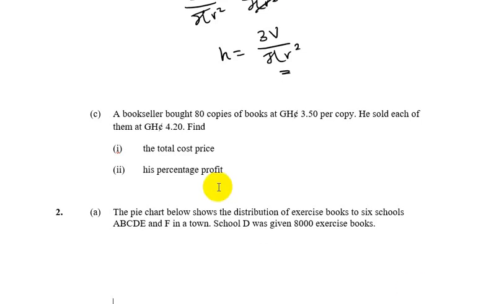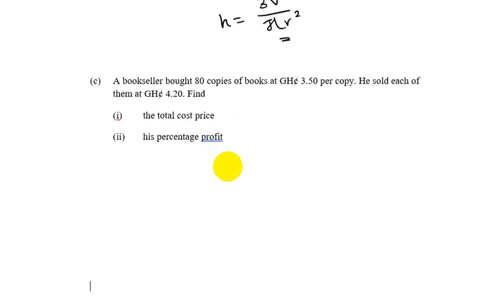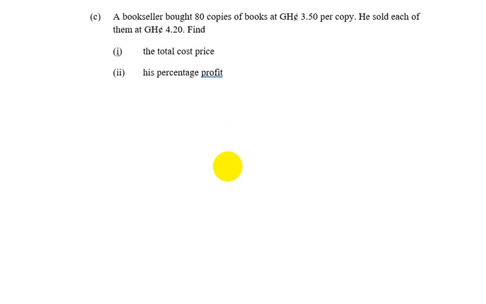Now let's go to C. Let's create ourselves a space for C. It says that a bookseller bought 80 copies of books at 3.5 per copy. He sold each of them at 4.2 Ghana cedi. Find the total cost price and his percentage profit. Now this one is so simple.